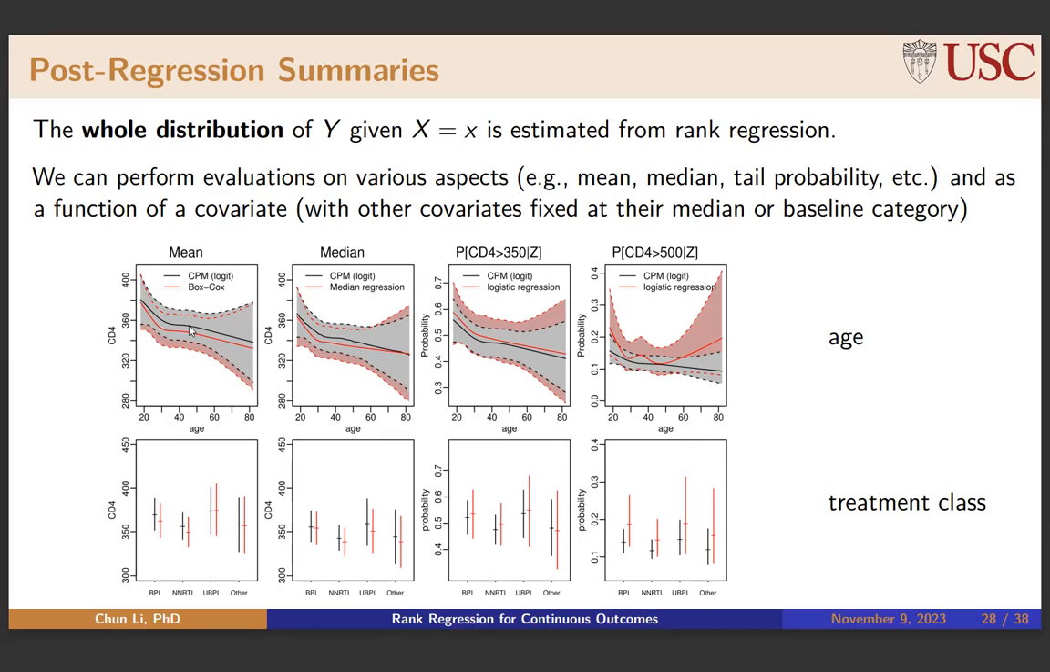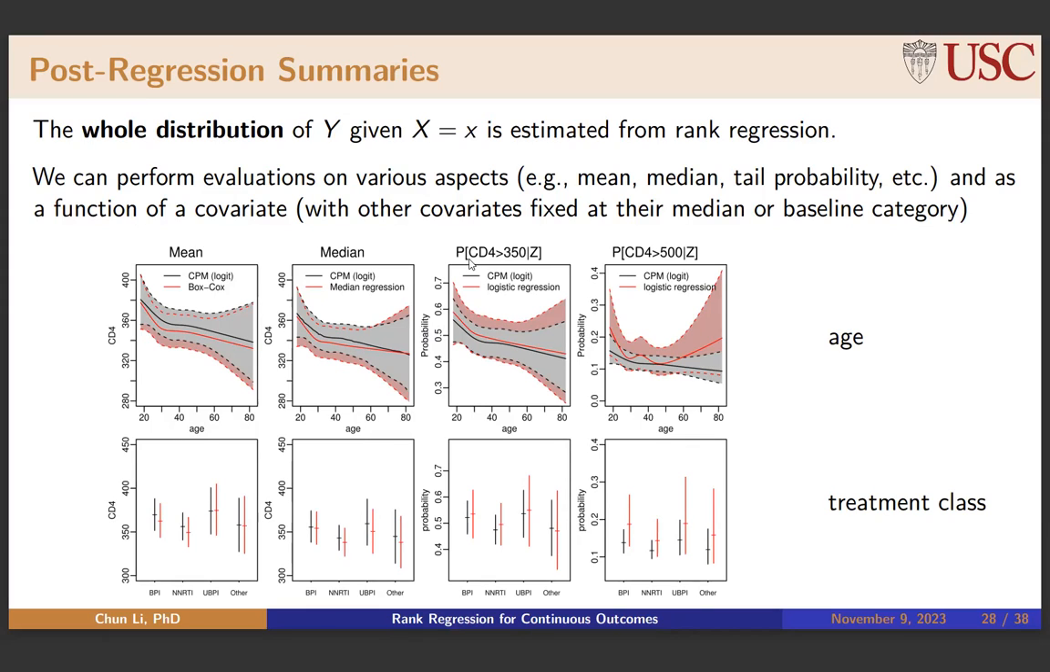For example, we evaluate the mean as a function of age. We let age change, but fix all the other covariates at their typical values, like their median values or their baseline values, and only let age change. Then we look at the fitted mean outcome. Here the outcome is the CD4 count after 6 months. You can see the profile, and we also compare with Box-Cox, because we are talking about the mean. For the median, we compare with median regression.